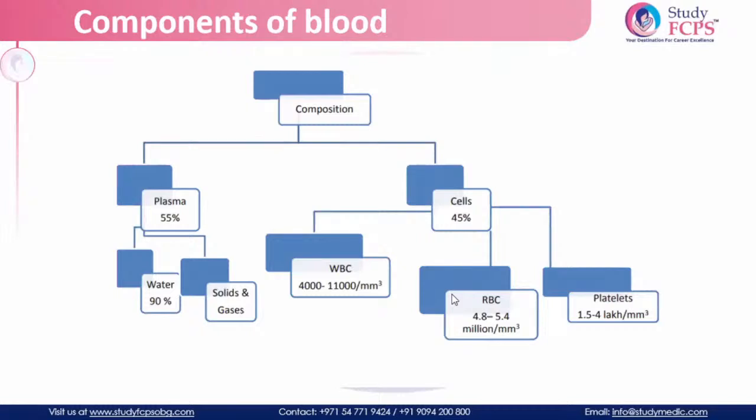What basically blood is composed of is plasma and cells, 55% plasma and 45% cells. If we consider plasma, then among the 55%, it is 90% water and 10% is solid and gases. And in the remaining 45%, which is the cellular component, there are three types of cells: WBCs, RBCs, and platelets.